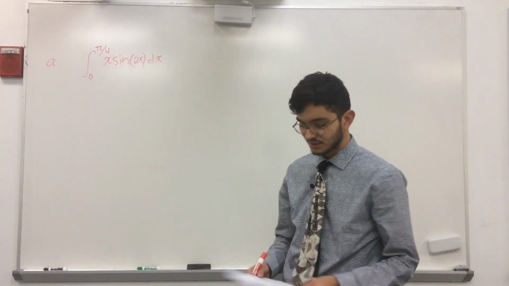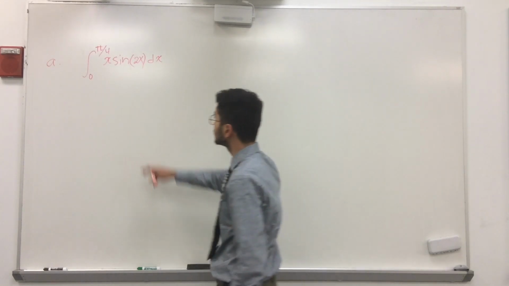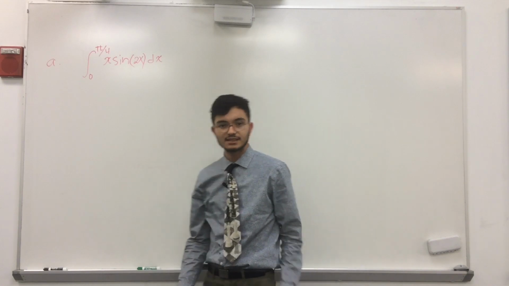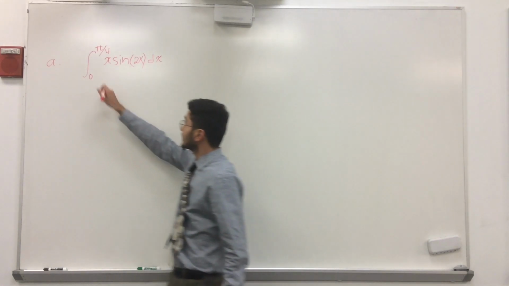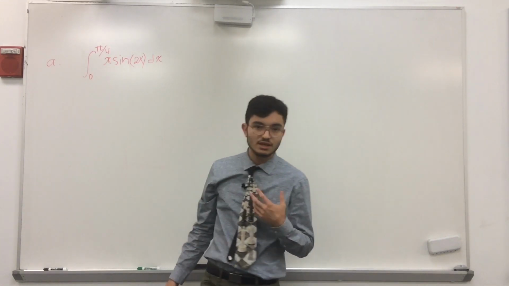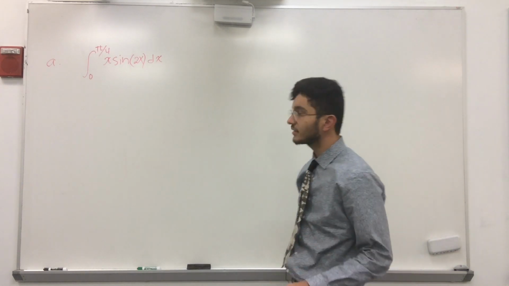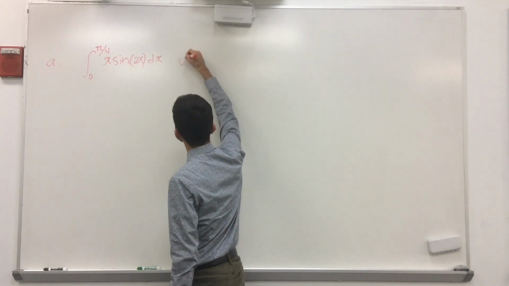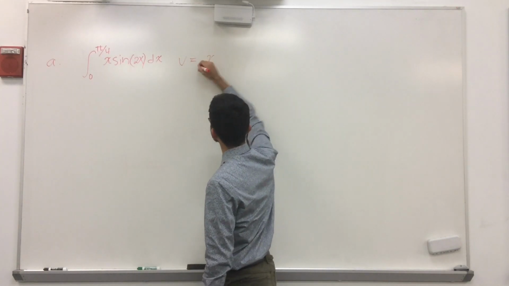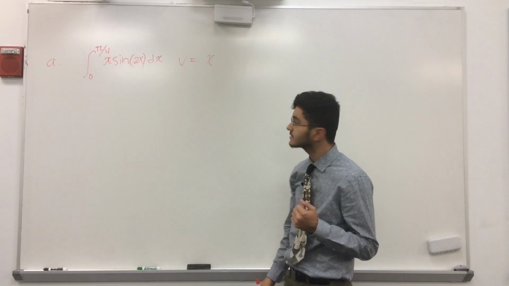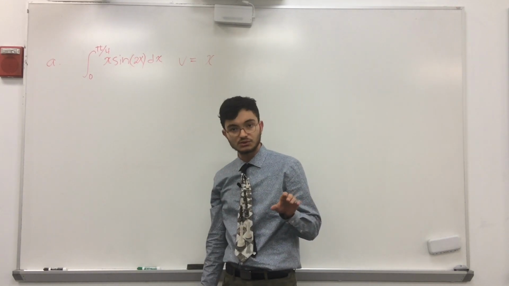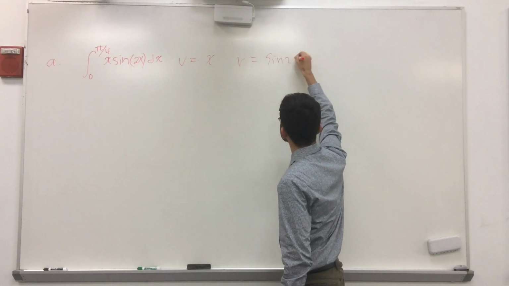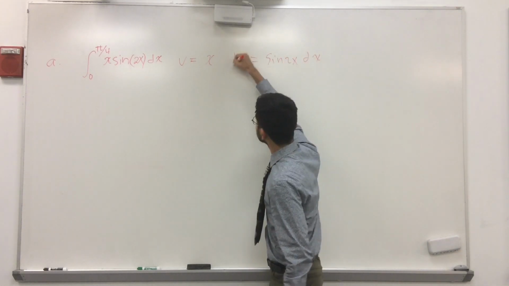All right, so let's start off by doing this very cute integral from 0 to pi over 4 of x sine of 2x dx. For this type of integral, when you have the product of two or more functions, the first thing that has to come to your mind is integration by parts. So we're going to let u equal x, because when we differentiate x, at some point we're going to get 0. And then we're going to let dv equal sine 2x dx.